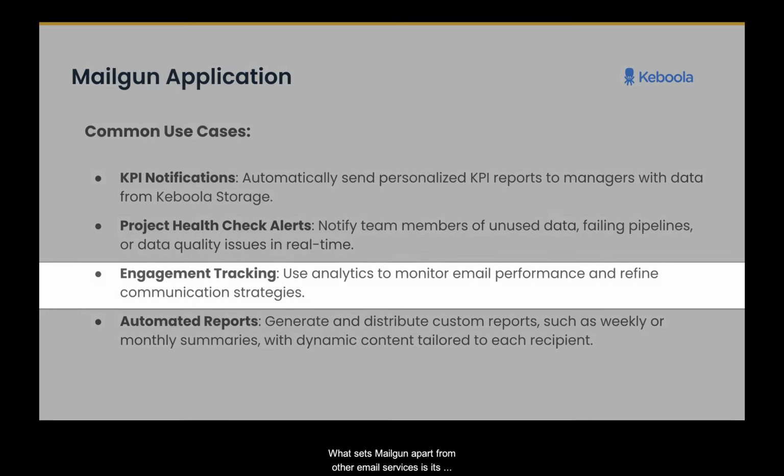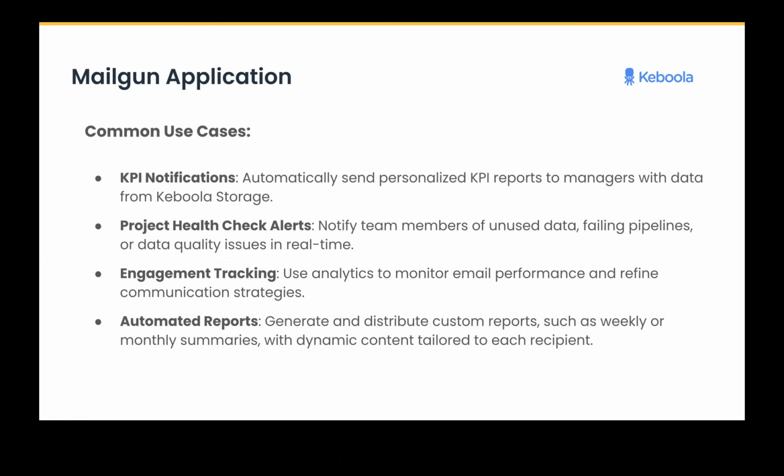What sets Mailgun apart from other email services is its detailed email analytics. You can track metrics such as open rates and click-through rates to evaluate how effective your emails are. This allows you to refine your communication strategy by analyzing how well recipients engage with the content.